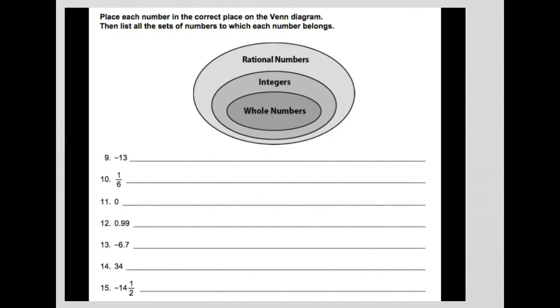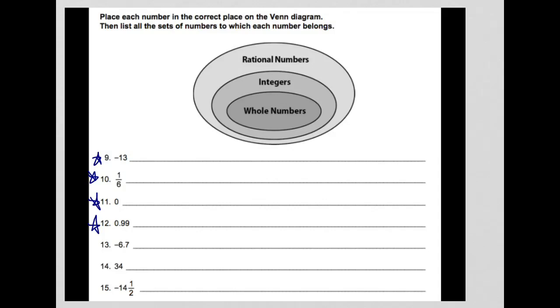So, I'm going to look at 1, 2, 3, and 4. Okay, we'll look at these 4 numbers. So the first one, negative 13.